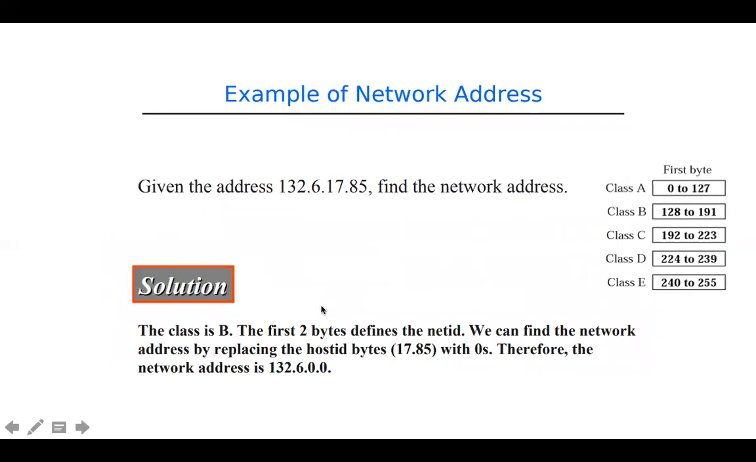So we know that the first two bytes are the net ID. 132.6 is the net ID. We can find the network address by replacing the host ID bytes, which is 17.85, with 0. Therefore, the network address will become 132.6.0.0 after you change the host ID bytes to 0.